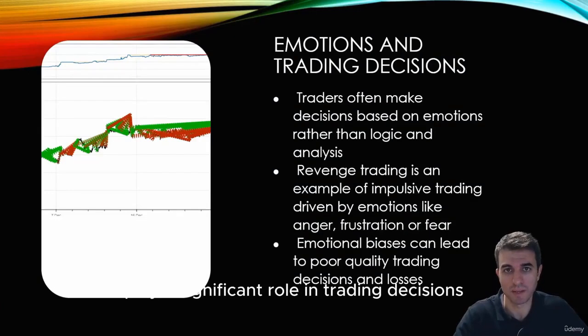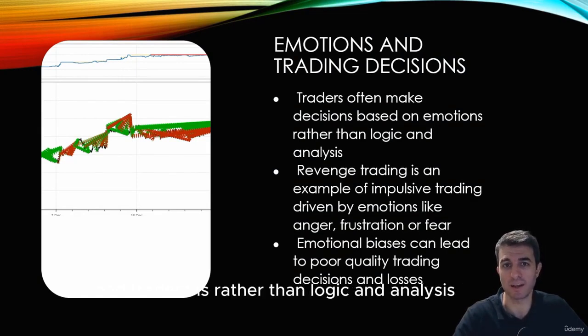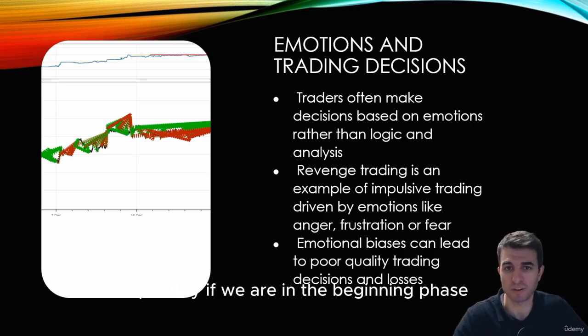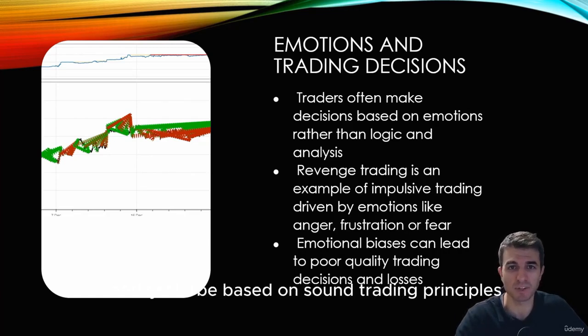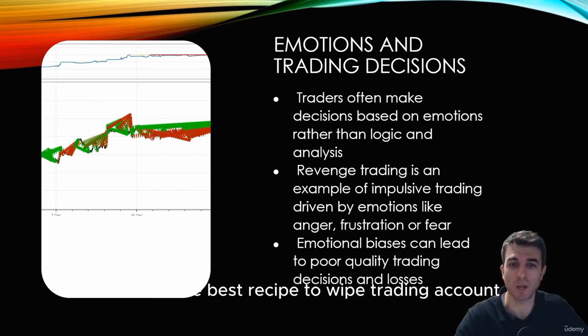Human emotions play a significant role in trading decisions, and traders often make decisions based on their emotions rather than logic and analysis, especially if we are in the beginning phase. So this is the best way to lose in trading. You probably heard about revenge trading, which is a reaction of traders who have recently suffered a loss in the market and seek to recover their losses very quickly by taking impulsive trades that may not be based on sound trading principles. This is where traders go out of the system and they go rogue somehow, and this is the best recipe to wipe a trading account.